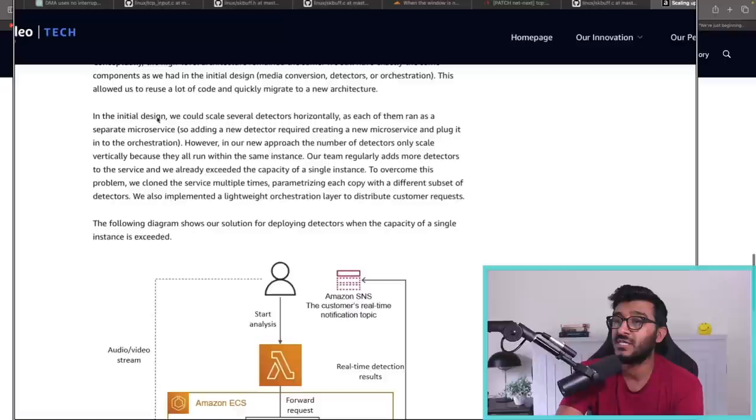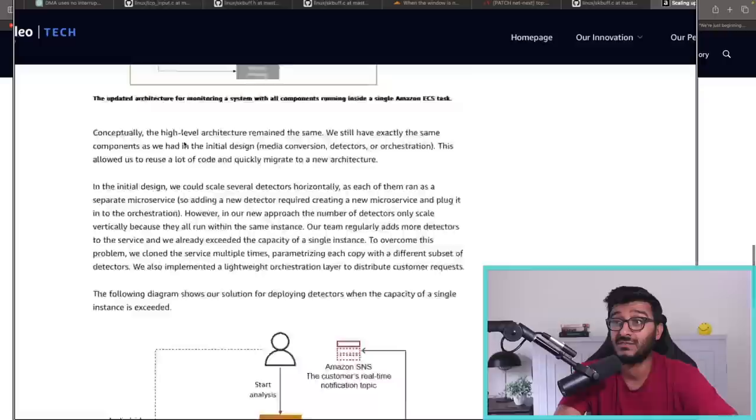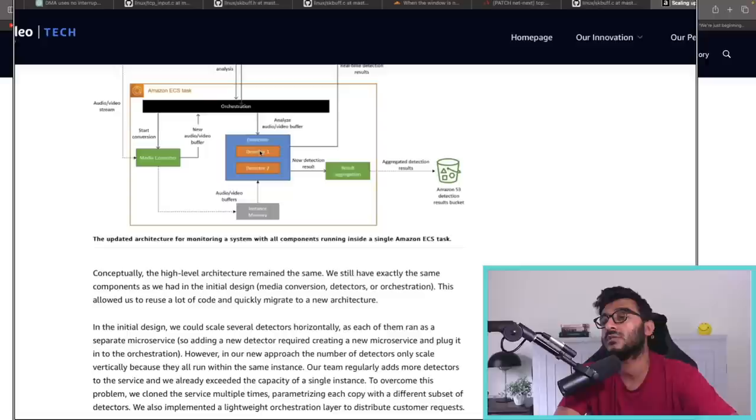In the initial design, we could scale several detectors horizontally, right? Why? Because each is another serverless function, each running as a separate microservice, and they can just spin up. Here they cannot, because, well, I can argue that you still can. If you do the detection as a different process, you can. But the problem is you're limited by the compute power on that machine, which I guess is fine also, right?